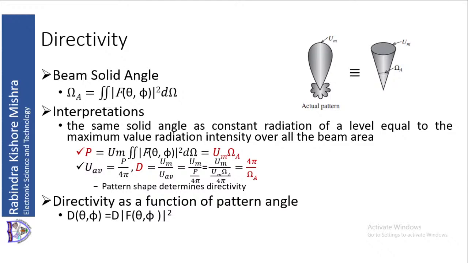Directivity as a function of pattern angle will be given by D theta phi, that is equal to D into f theta phi squared. What is the D on the right hand side? That is the maximum directivity, which is 4 pi by omega A. That D into f theta phi squared gives you the directivity as a function of pattern angle.